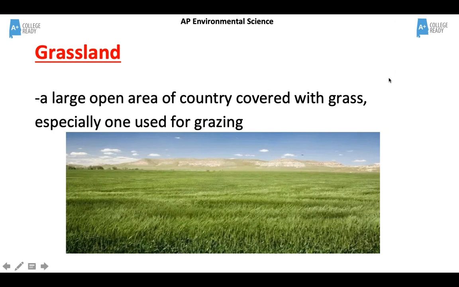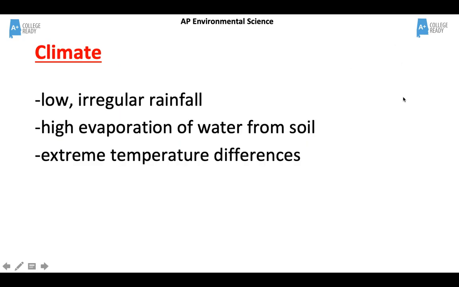So picking up with grasslands, this one should be incredibly self-explanatory. It's just a large open area covered in grass. They are very commonly used for grazing. Their climates, they have not that much rainfall, actually. It's pretty irregular as well. It's not consistent throughout the year. The level of evaporation of water from the soil is pretty high as well, so it stays pretty dry, and it can have extreme temperature differences throughout the year.